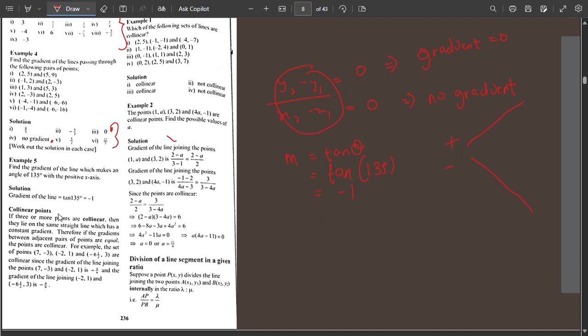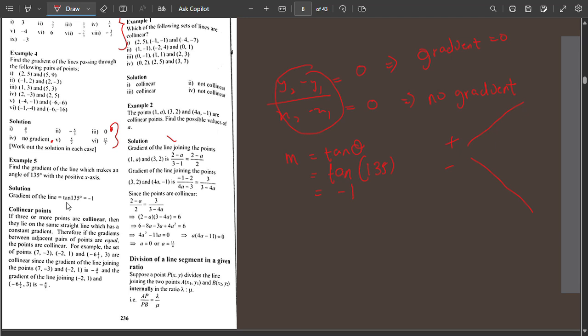Then we have coplanar points. Coplanar points lie on the same straight line and have the same constant gradient. Therefore, if the gradients between two adjacent points are equal, the points are coplanar. For example, the set of points, this and this, are coplanar since the gradient is the same.